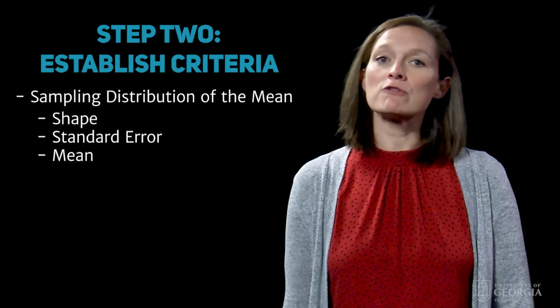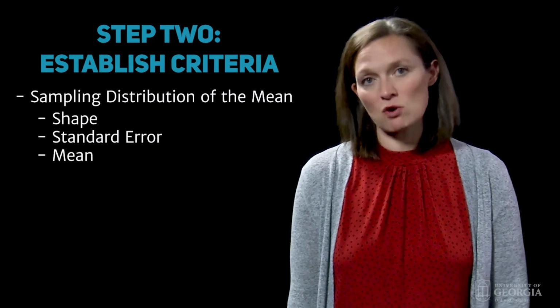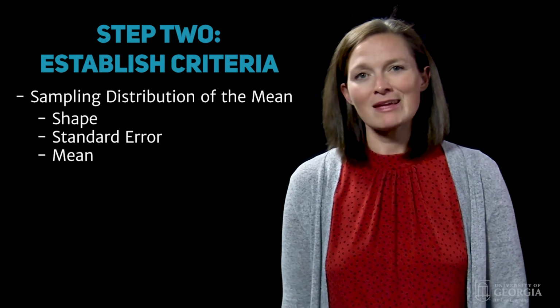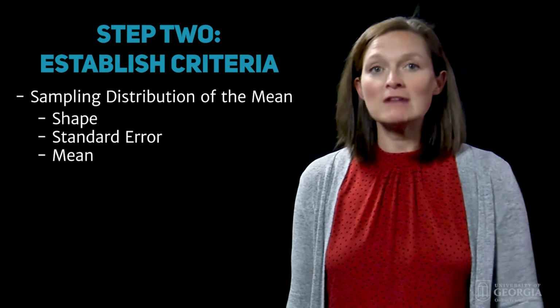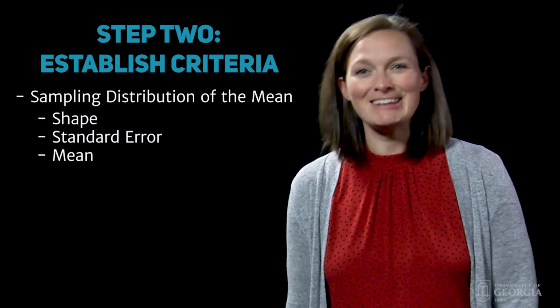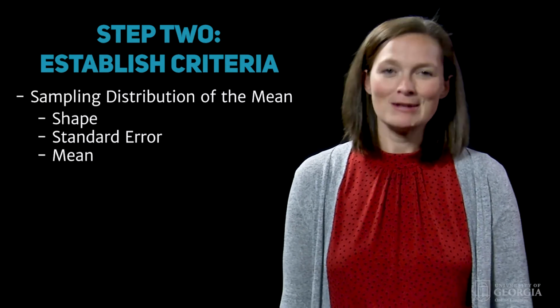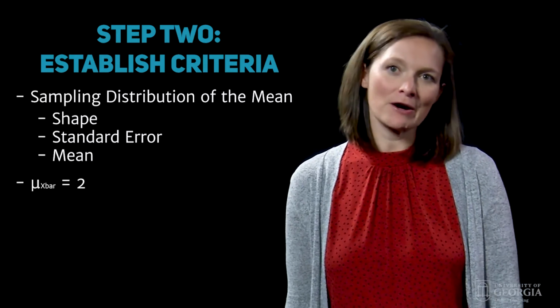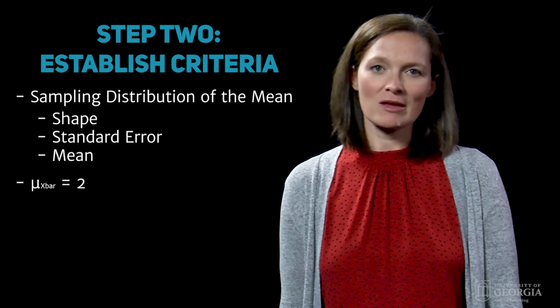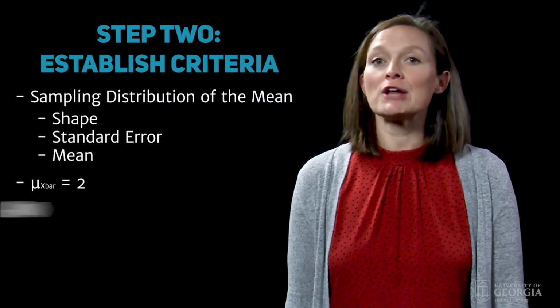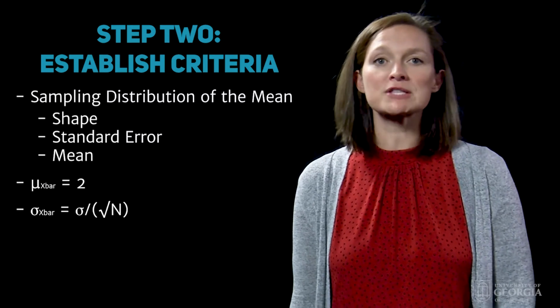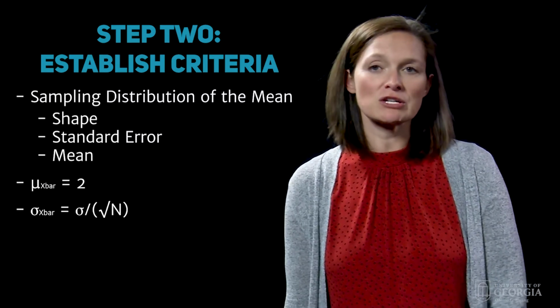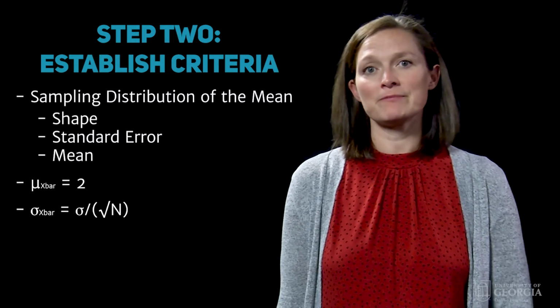Because our sample is over 30, we know that its shape is normal. The mean of the curve can also be known because we know that the mean of the sampling distribution of the mean equals the population mean. So in this case, mu sub x bar equals 2. Finally, we can know the standard error, or the standard deviation of our distribution, because we know n equals 30, and we know that the standard deviation of the population is equal to 1.